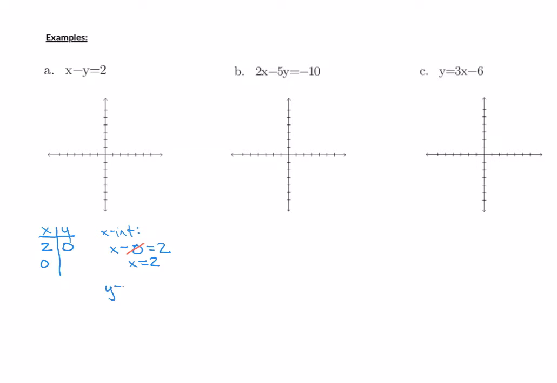For my y-intercept, I plug in 0 for x, and I want to solve for y. So my x term goes away. I am left with negative y equals 2, and in order to solve for y, we divide by negative 1. So we get y equals negative 2.